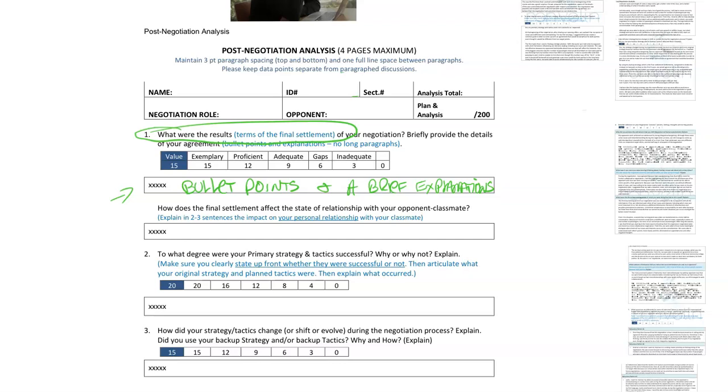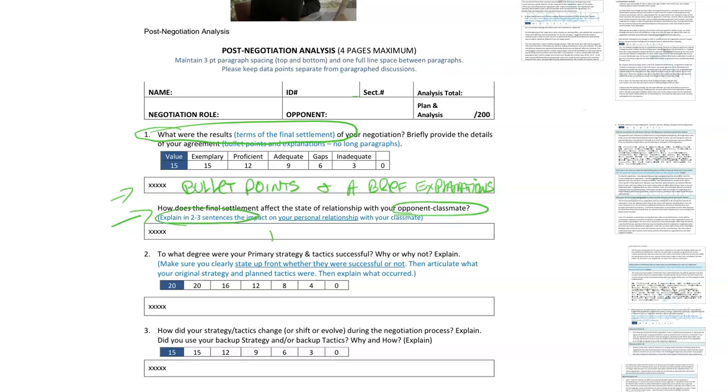And the next question is also pretty straightforward, and that is, how does the final settlement affect the state of the relationship with your opponent classmate? So this is the actual opponent you have in real life. In other words, who was the person you were negotiating with, and how did the relationship get impacted by the negotiation, either favorably or perhaps unfavorably, in 2 to 3 sentences.